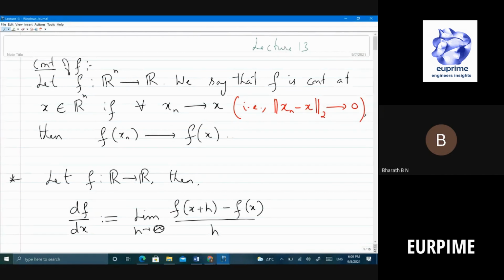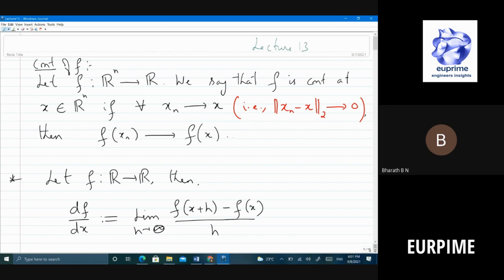In fact, it's very analogous to the continuity of a function that maps from R to R. So you say that a function is continuous at a point if you take any sequence that converges to that point, the function value should also converge to the function value at that point. That's the definition of continuity at x. When do you say that the function is continuous? It should be true for all x in the domain of the function.